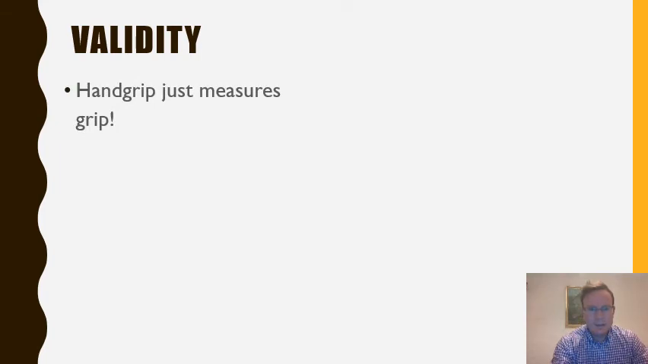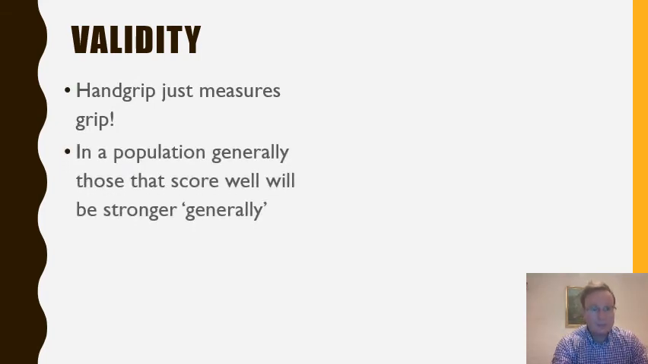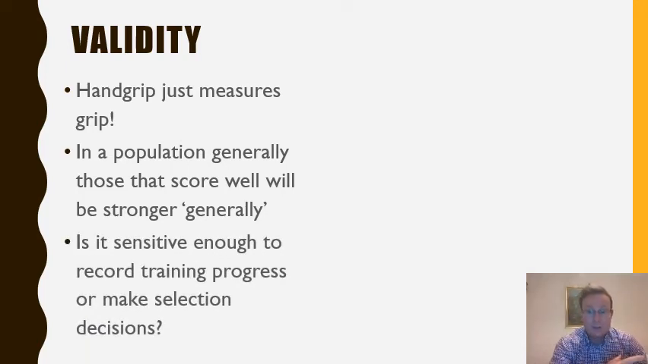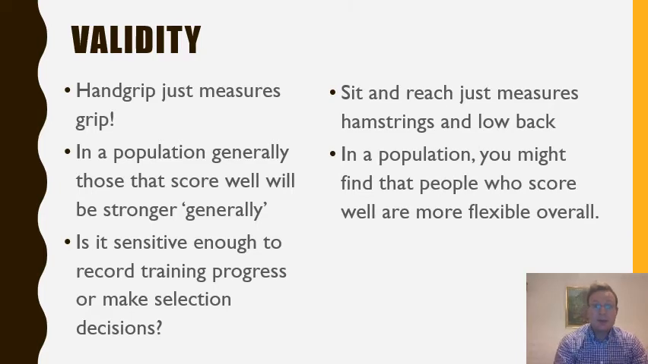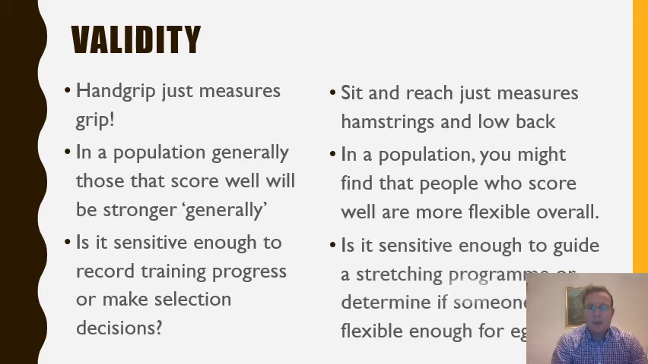So I've got here, hand grip just measures grip. In a population, generally those that score well will be generally stronger. And I just asked the question, is it sensitive enough to record training progress or make selection decisions? The sit and reach just measures hamstrings and low back. In a population, you might find that people who score well are more flexible overall. But the question I ask, is it sensitive enough to guide a stretching program or determine if someone is suited to, for example, tennis or golf, something that requires rotation or that sort of 3D movement?